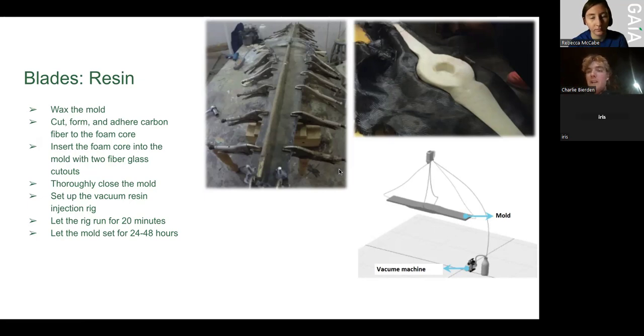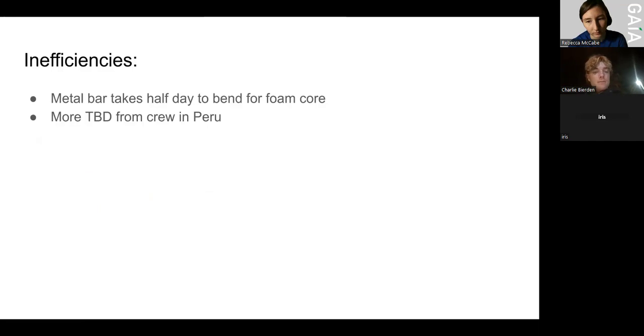We know it kind of takes a long time. It's somewhat costly. As I said, we're trying to figure out those numbers. If you want to choose this subsystem, those would be important values to have. Yeah, like I said, we heard that the metal bar takes half a day to bend and hammer into place to go in the foam core. And so if we find a better way to structurally support the foam core without needing this half day long process that they wouldn't have in Peru, that might be important.